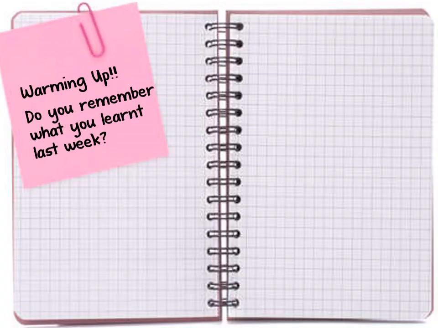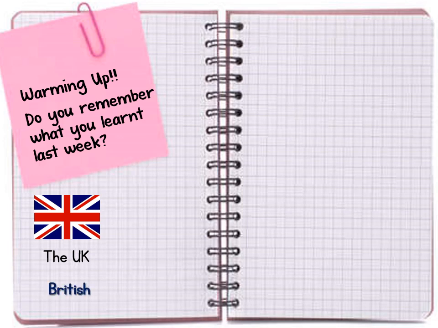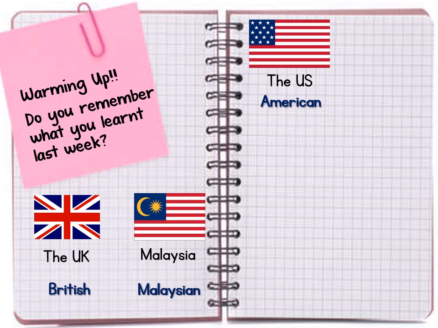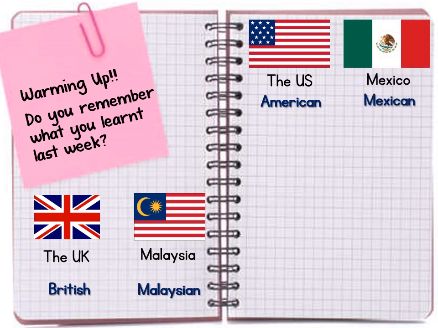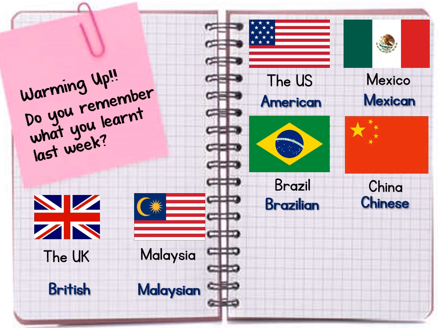But before we start our lesson, let's warm up a little bit first. Do you still remember what you learned last week? What do you call the people who came from the UK? Correct, they are called the British. People from Malaysia, we call them Malaysian. Next, the people from the US, we call them American. And people from Mexico are Mexican. People who came from Brazil, we call them Brazilian. And people who come from China are called Chinese. So do you still remember what we call people from Korea? Yes, very good. We call them Korean.